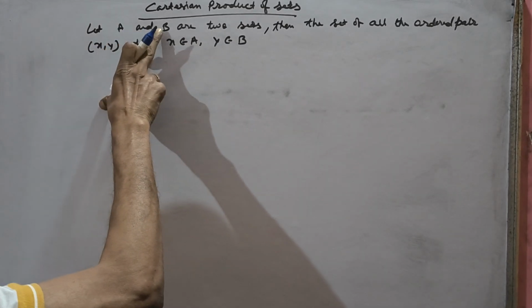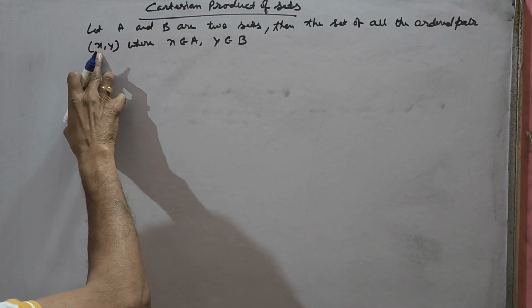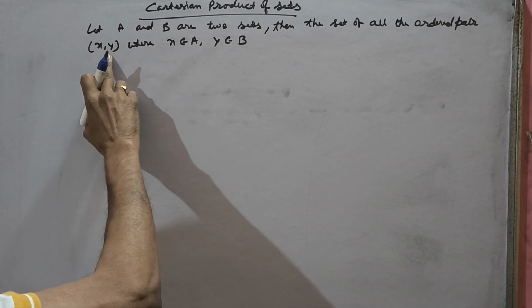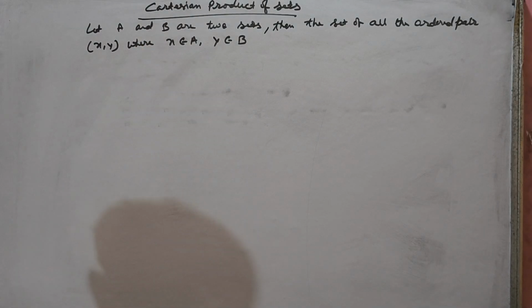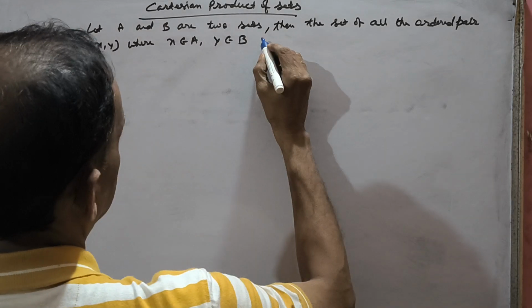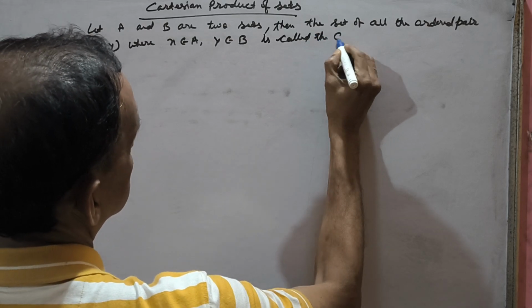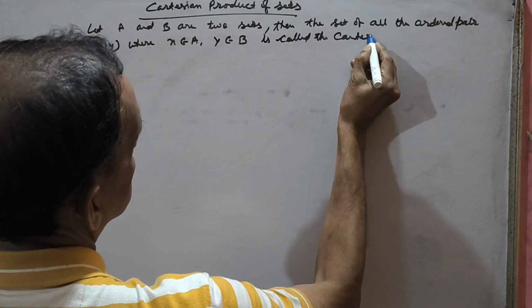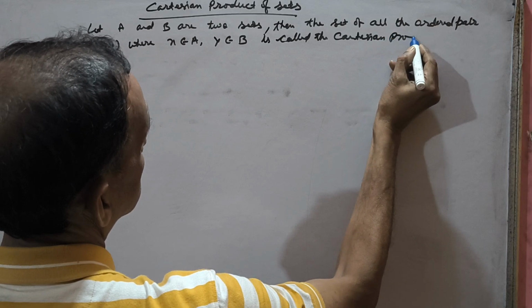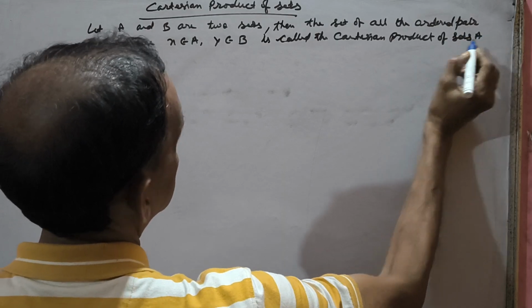We have taken two sets A and B, no? Then we will form the ordered pair whose first component is an element of the first set, and second component is an element of the second set. Then the set of all the ordered pairs like this is called the Cartesian product of sets A and B.